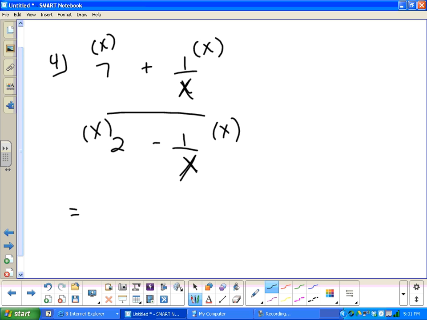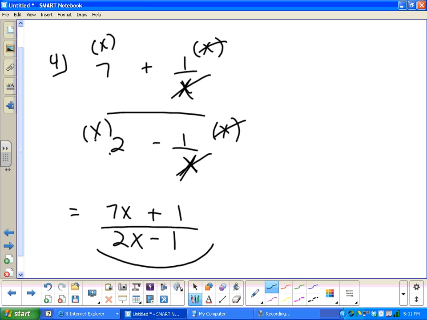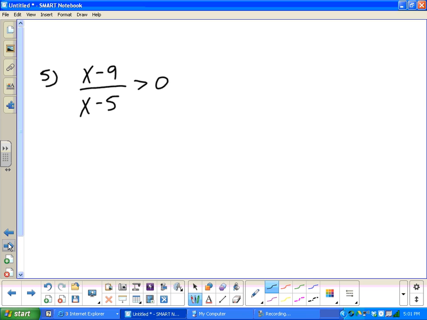So now 7 times x is 7x. And now these x's are going to cancel out, and that's just going to leave me with 1. 2 times x is 2x. And minus these x's would cancel out, so it would just be minus 1. Notice I really can't factor anything there. So since the operation is not multiplication, I can't cancel out those x's or anything like that. That's my answer.